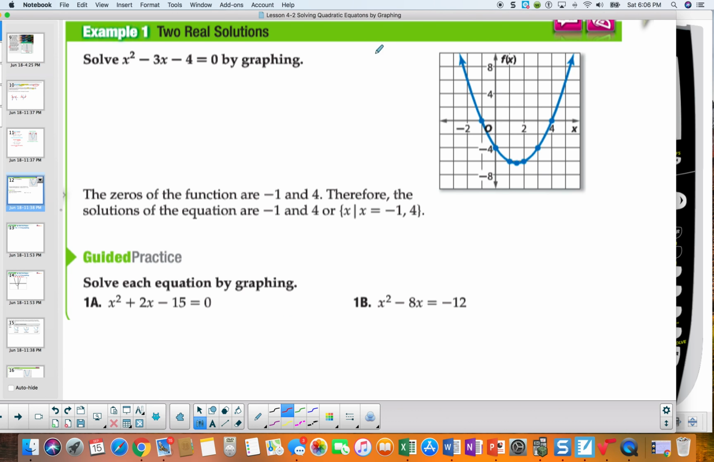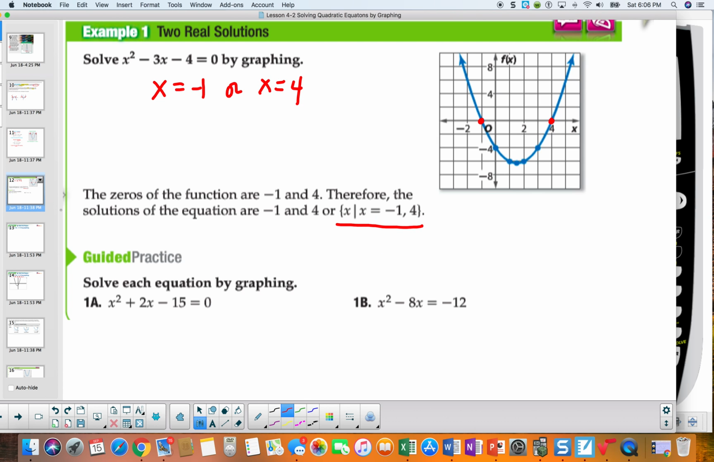Let's go ahead and solve this by graphing. Again, this is an equation. We're going to use the function to help us, but to solve the equation, we're going to look where the y values are 0, and that's going to occur at x is equal to -1 or x is equal to 4. We can write it in this notation as well.